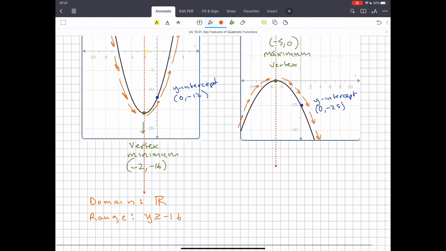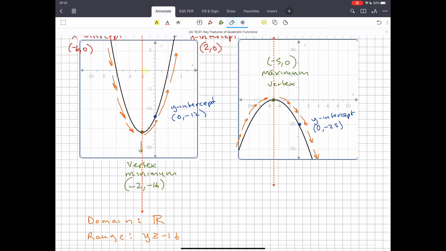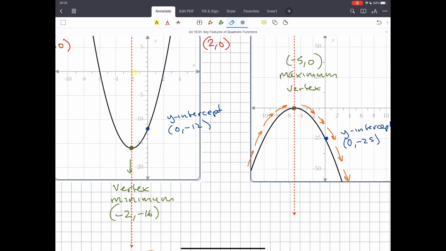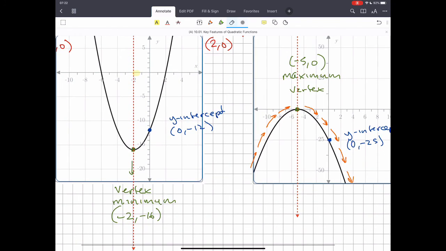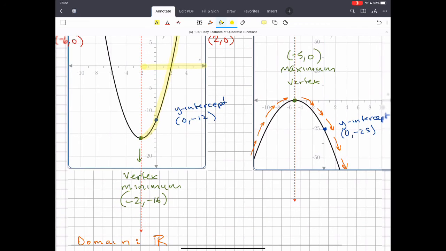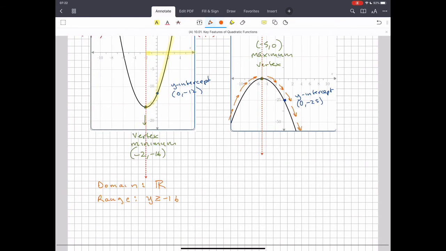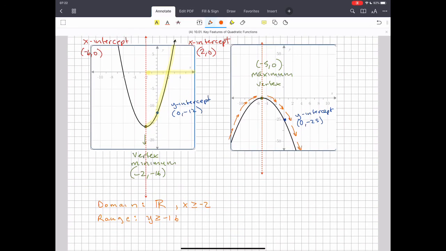I could also describe the domain and range of the different behaviors. If I wanted to describe the domain of the increasing part of the function on the left, well, the increasing part of the graph is that part of the domain. So we would say, in that case, x is greater than or equal to -2. That would describe the domain of the increasing half of the parabola.